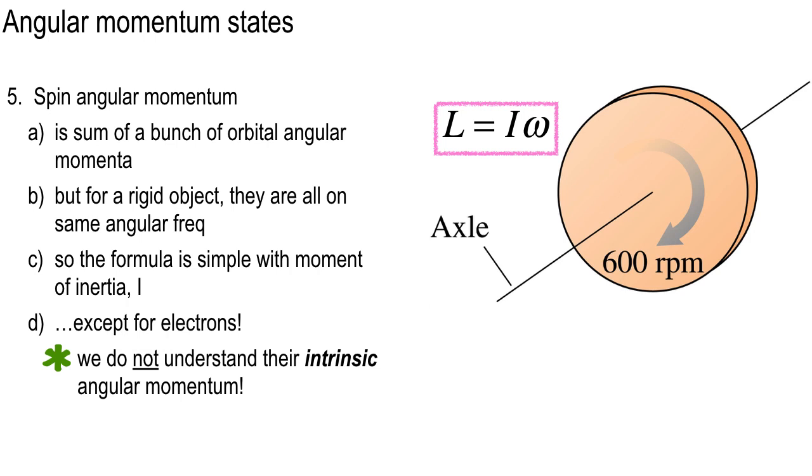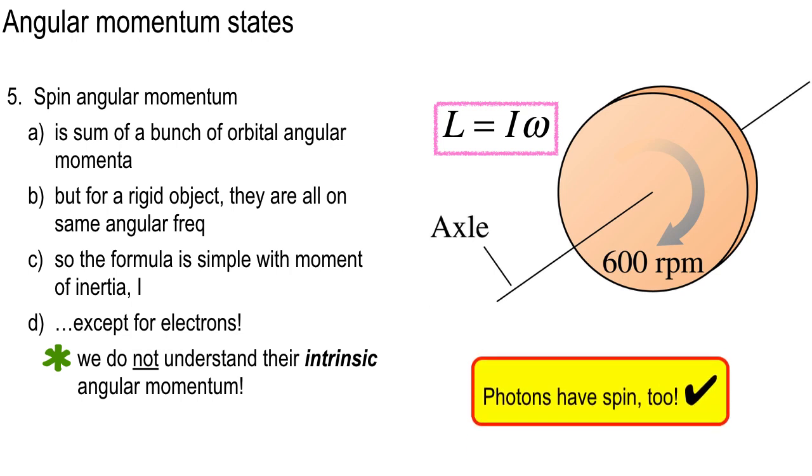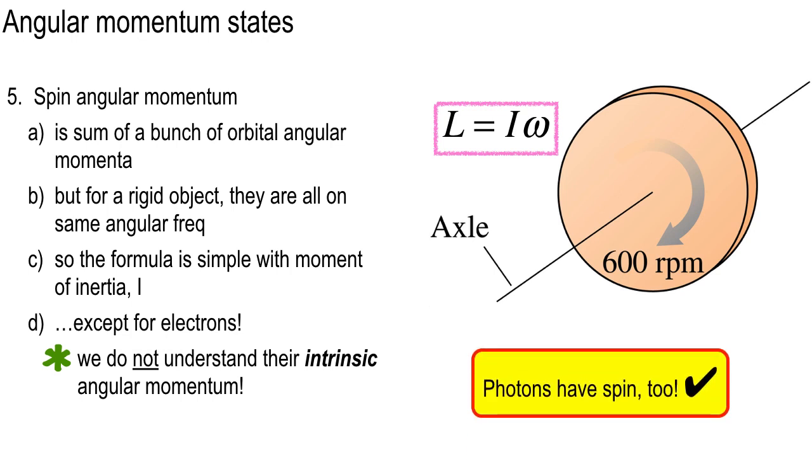0.00069 RPMs for the Earth. So the Earth's got a pretty low RPM value, revolutions per minute. But anyway, photons also have spin. We don't understand that. We know that they have spin. They obey angular momentum rules, but we don't really know what the structure of the photon is or the electron.